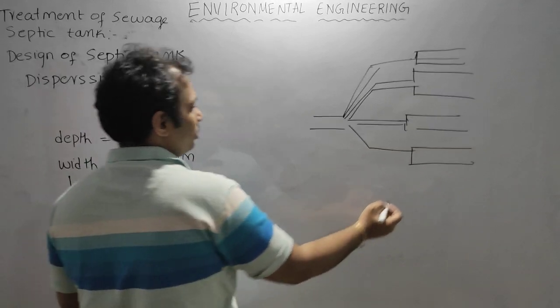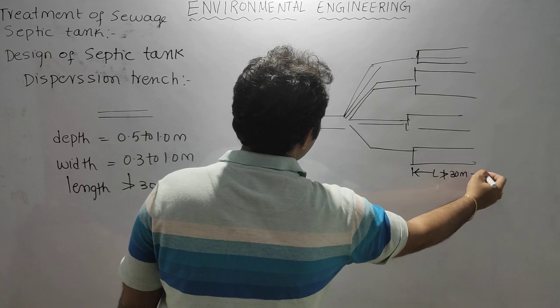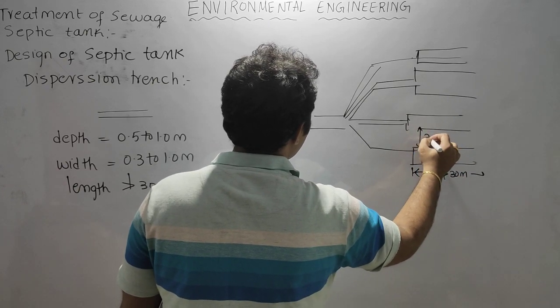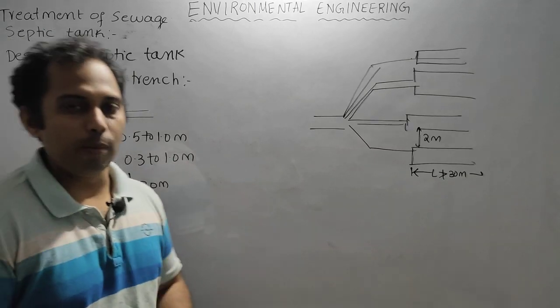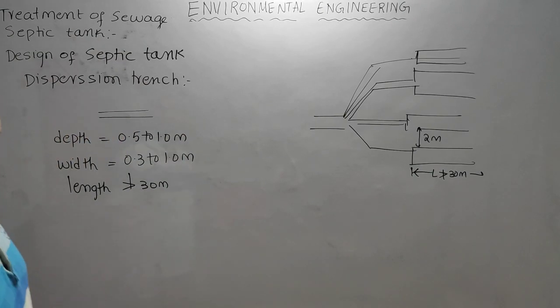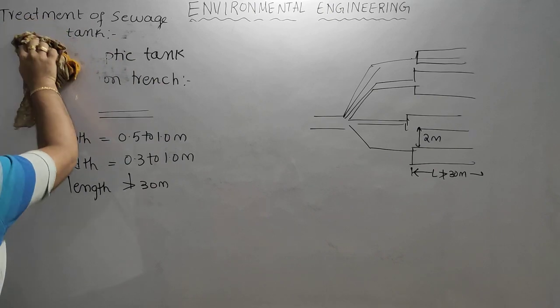But this length should not be greater than 30 meters, and we will keep a minimum spacing of 2 meters between two dispersion trenches. We need to keep at least a difference of 2 meters between the dispersion trenches. So likewise, generally we dispose of the effluent coming out of the septic tank. Now next is the Imhoff tank. So this is all about the septic tank.